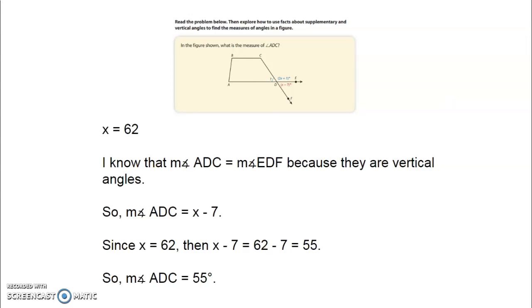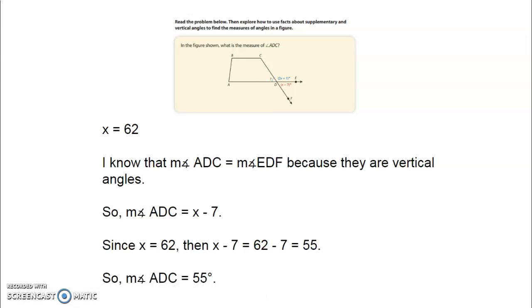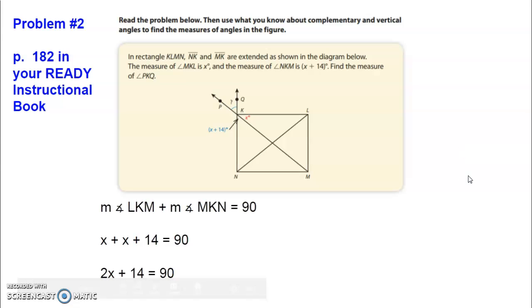We were asked to find out the measure of angle ADC, right? And we know that that's going to be the same as angle EDF, which is equal to x minus 7. So you can see right here, the measure of ADC must be equal to x minus 7. So since x is 62, then x minus 7 is going to be the same as 62 minus 7. So it's going to be 55. So then you can see by that bottom line there, the measure of angle ADC is 55 degrees. All right, that's the end of the first one. Let's take a look at the second problem.